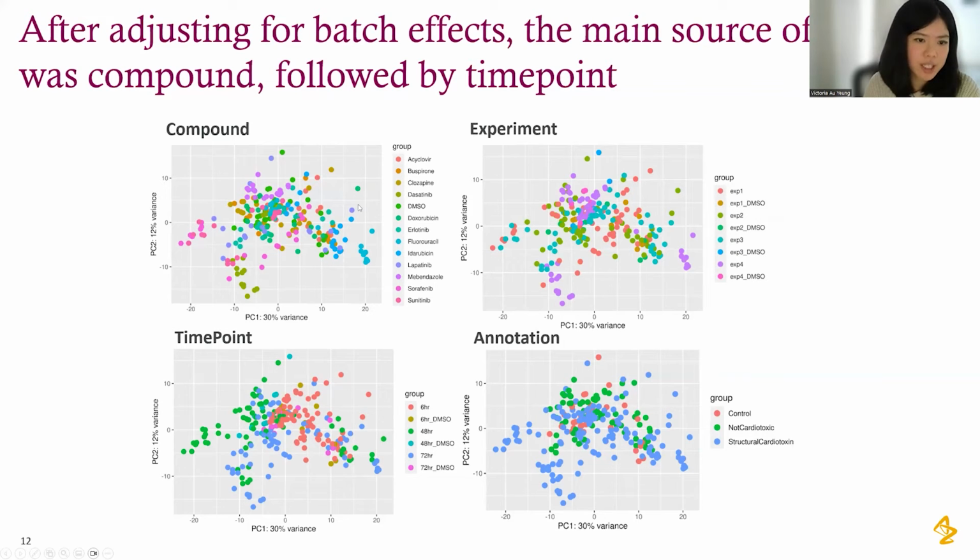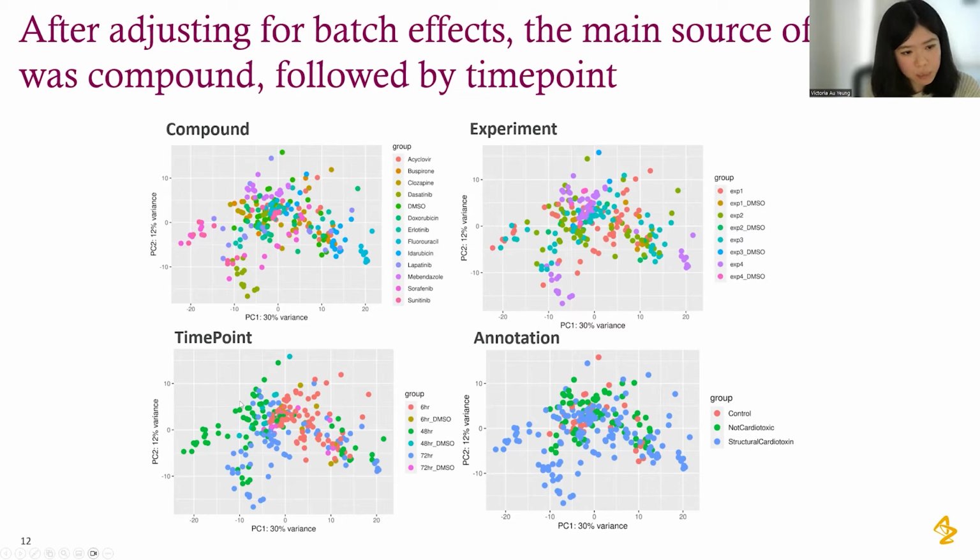If we turn our attention to the compound plot, we can see that some of the samples cluster together by compound. So one example here is fluorouracil. We also have idarubicin on the right-hand side. And on the left-hand side, we can see that sorafenib and sunitinib samples tend to cluster together as well.